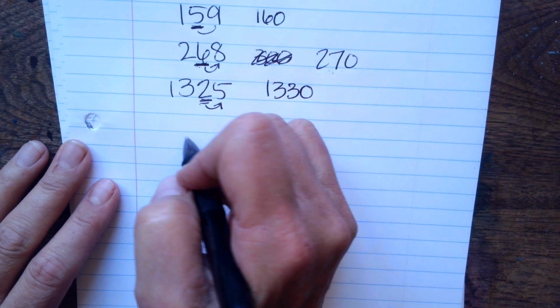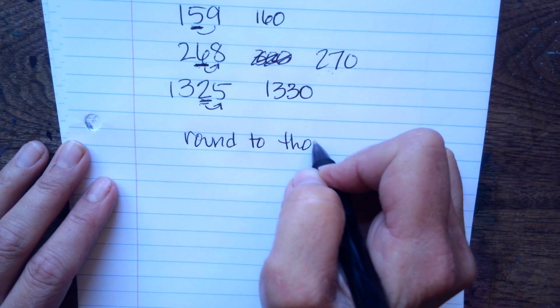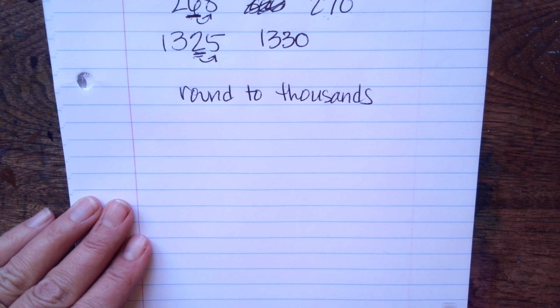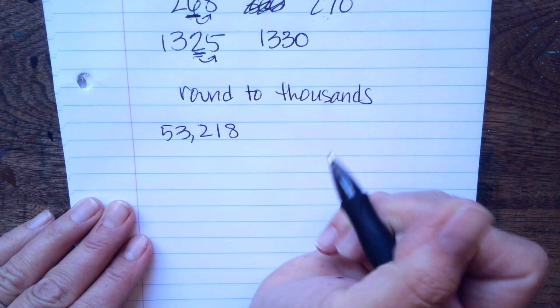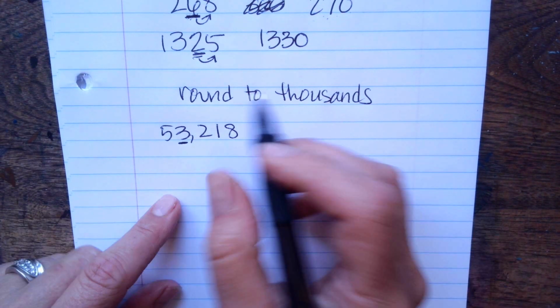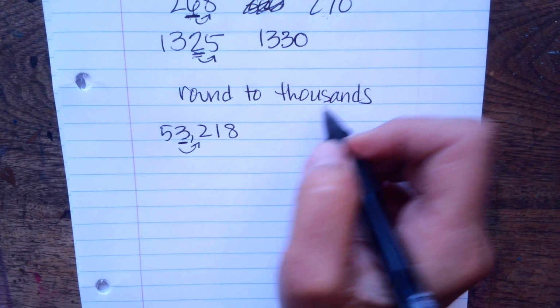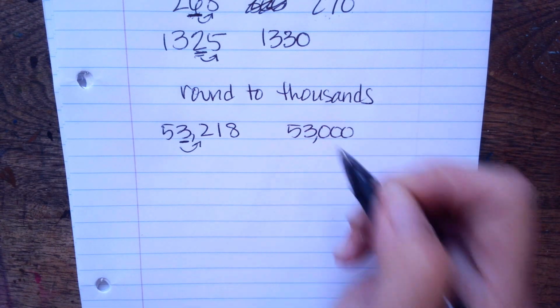Now we're going to round to the thousands. We use the same exact process, but instead of underlining the tens digit, we underline the thousands digit. So we underline thousands, we say 5 or more, let it soar, 4 or less, let it rest. It rests and everything after becomes a 0.